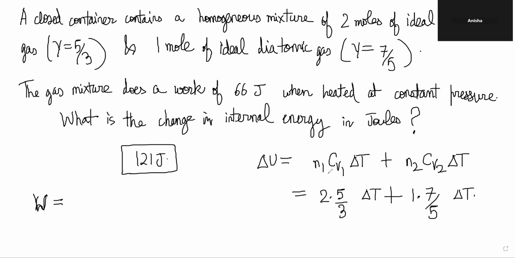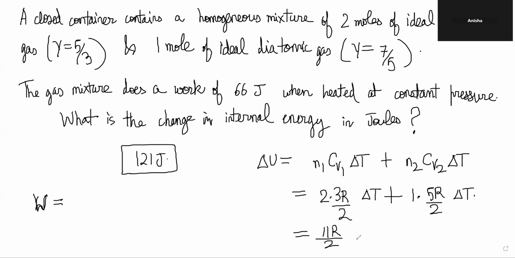And just solve CV1, this was the ratio. So it is 3R by 2 and 5R by 2. So not 5 by 3, I'm making a mistake. So you will say this is 3R by 2 and this is 5R by 2, right? So basically you're getting 3R delta T and 5 by 2 R delta T. So you're getting 11R by 2 delta T.